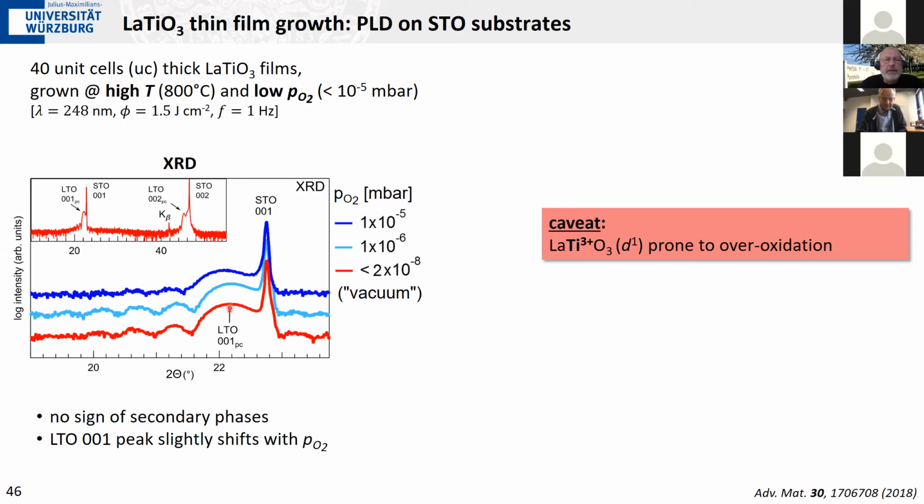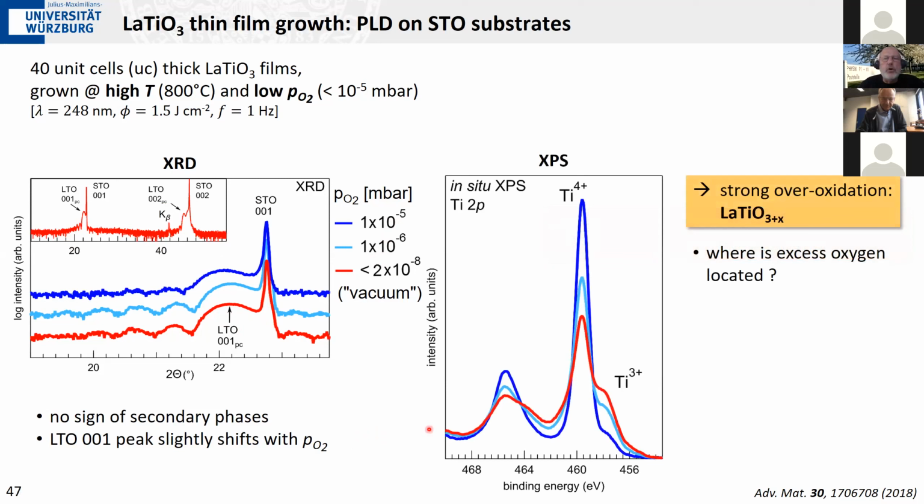You see, however, that the peak here is moving towards smaller angles, which means that the lattice constant is increasing as we have more and more oxygen supply in our growth. And this is an indicator that extra oxygen is incorporated into the lattice. You can see this also in the HAXPES.